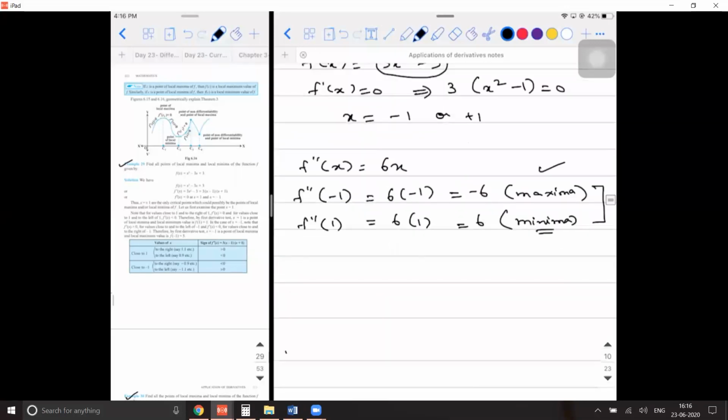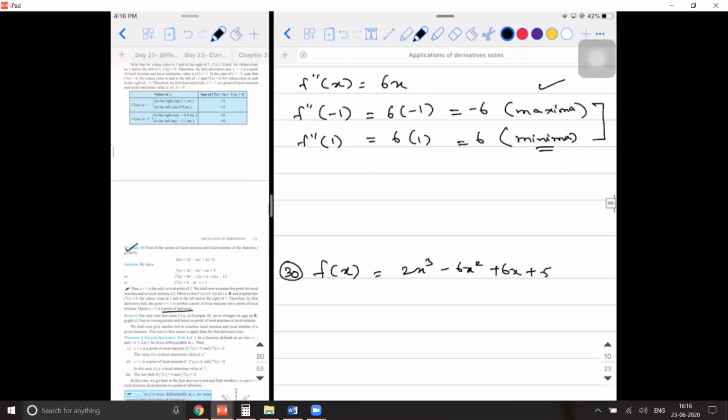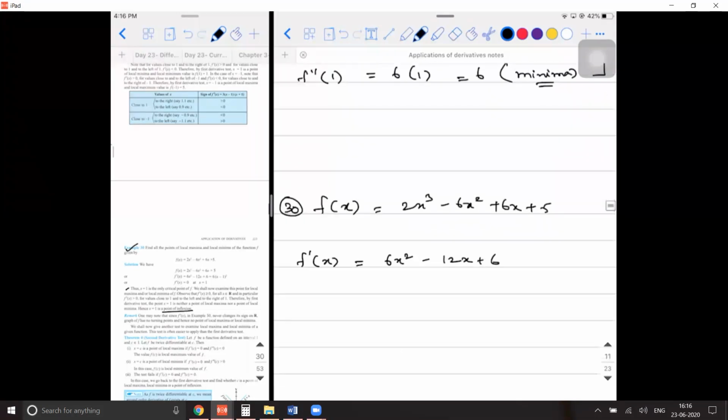So similarly, can you do the 30th one? f of x is equal to 2x cubed minus 6x square plus 6x plus 5. So what is f dash of x? That is 6x square minus 12x plus 6. If I equate it to 0, 6 into x square minus 2x plus 1 is equal to 0. So it is x minus 1 the whole square. So x will be equal to 1.